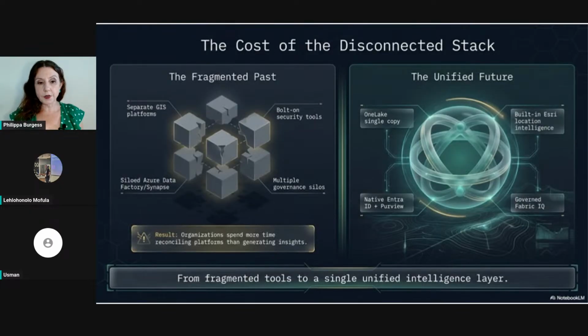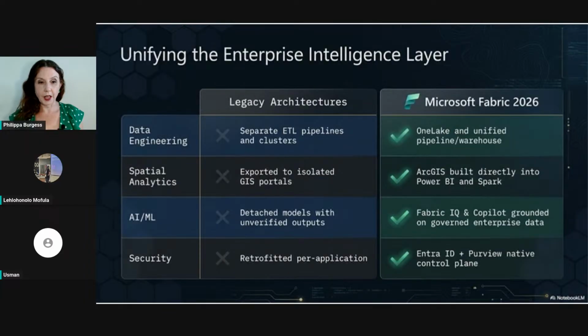So that's the cost of a disconnected stack, the fragmented past. You had separate GIS platforms, siloed Azure Data Factory or Synapse, bolted-on security tools, and multiple governance silos. The result is that organizations spend more time reconciling platforms than generating insights. Now, with this unified picture, you've got OneLake as a single copy, native Entra ID and Purview as part of Fabric, built-in Esri location intelligence, and governed Fabric IQ. So we can move from fragmented tools to a single unified intelligence layer.